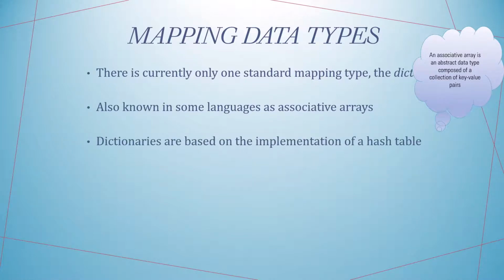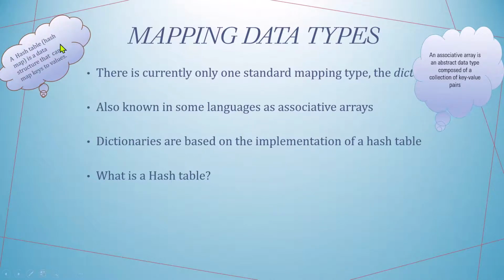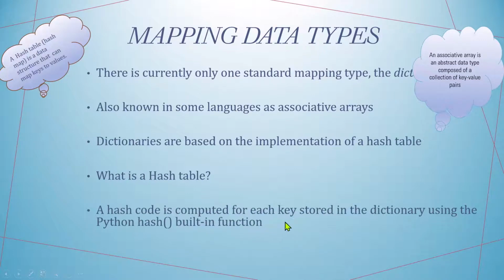Dictionaries are based on the implementation of a hash table. Now you may ask, what is a hash table? And the answer is, a hash table is a data structure that can map keys to values. How? A hash code is computed for each key stored in the dictionary using the built-in Python hash method or hash function. Right? And that hash code will map the keys to the values.